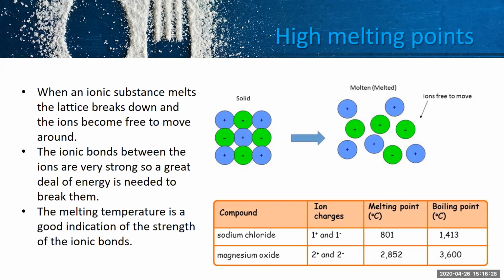So it also depends on the actual strength of the forces holding them together, which are greater if you have higher charges. If you look at sodium chloride, with the ion charges being 1 plus and 1 minus, versus magnesium oxide, which is 2 plus and 2 minus, you'll see that the melting points and boiling points are hugely different, much higher for the magnesium oxide. That indicates there is a much stronger force of attraction between those ions, and that is largely because of their higher charges.